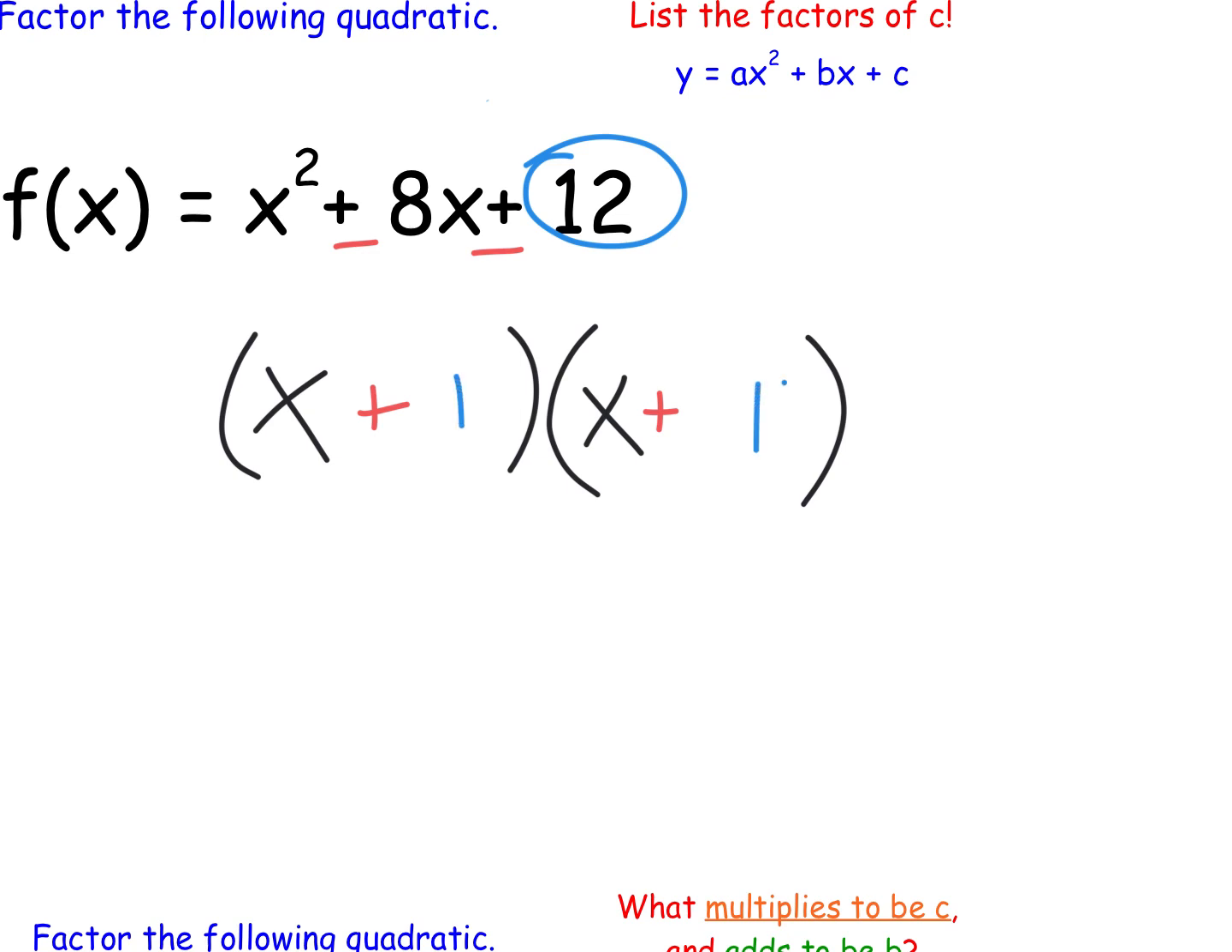Well, 1 times 12. And then in your head, quick, you'll get good at these. Do those 2 make 8x when I do the outside inside? No, so it can't be 12. You try it quick, you fail fast, and you move on.